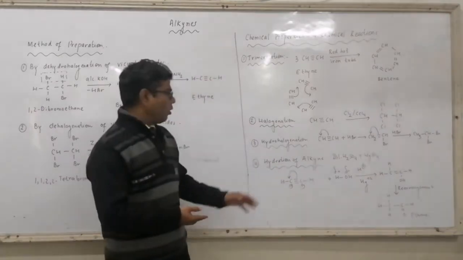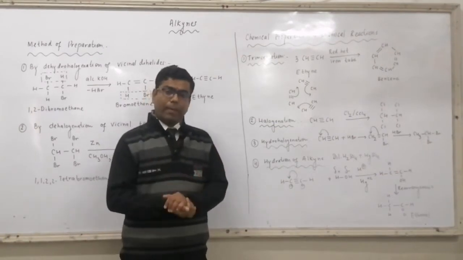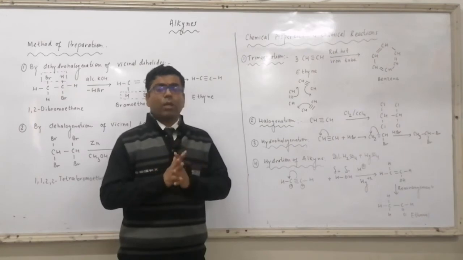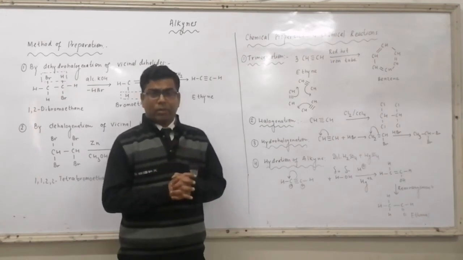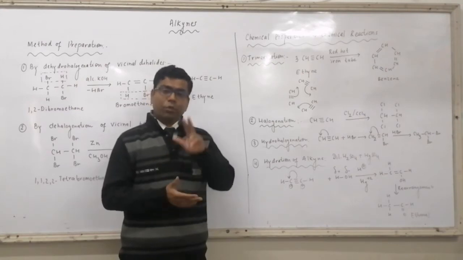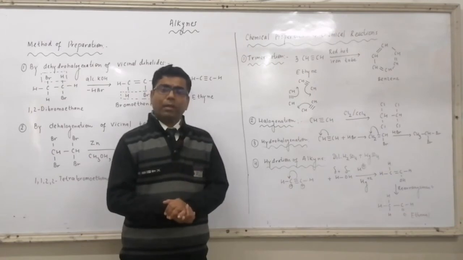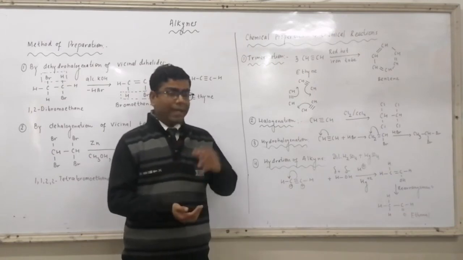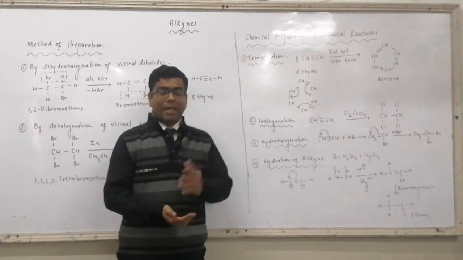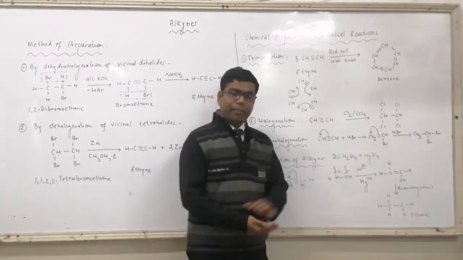Now the next one is your hydrohalogenation. We'll add HX molecule. Remember, whenever HX molecule is added to alkyne, then addition will take place in 2 steps. By first step we will obtain haloalkene, and in next step we will obtain geminal dihalides. So here is your HBr.